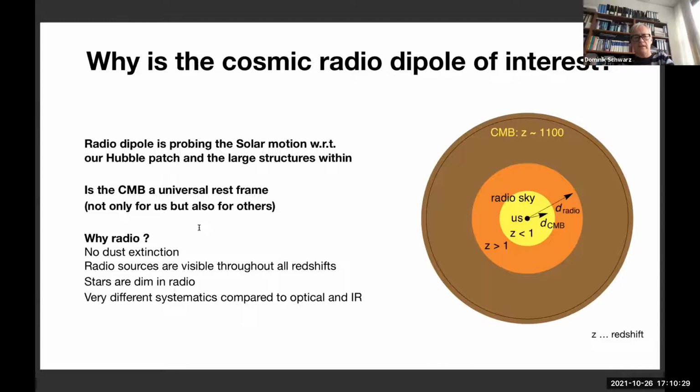And so why radio? Of course, it's good because there is no dust extinction. Then radio sources are visible through extremely high redshifts. Stars that can pollute infrared and optical surveys are typically quite dim in the radio. And we have very different systematics in radio compared to optical and infrared. And so that's a good complement to those other surveys.